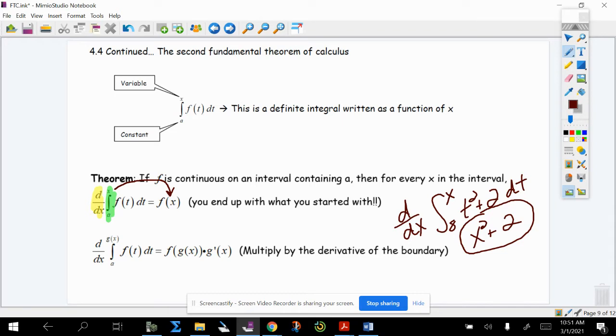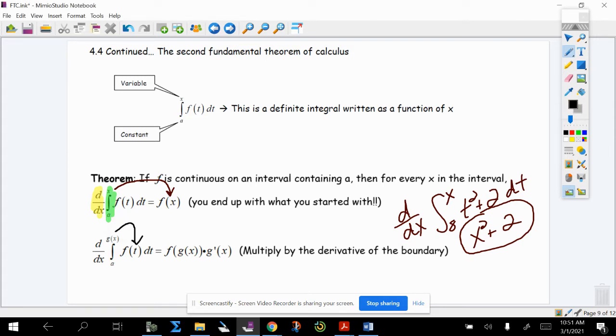Well, there is a little caveat to this that often gets picked on the AP test, and that's if you are plugging in a boundary that is not just x, but it's written as some function of x. So instead of x, it's maybe x squared, or 3x, or 5x plus 2, where you have this function. And notice this lower one is kind of showing you that. So you still will be taking that function and replacing the t with it.